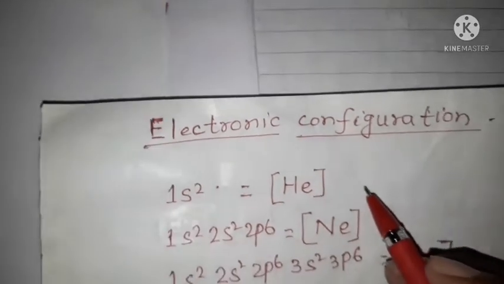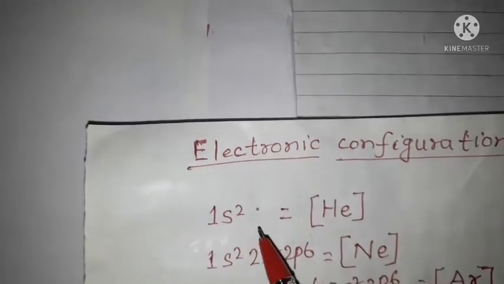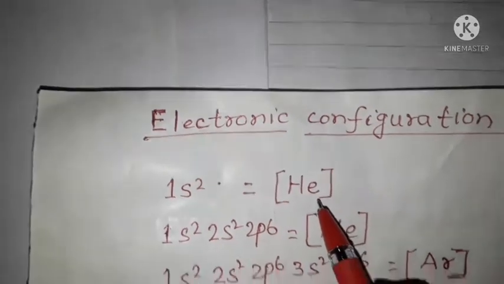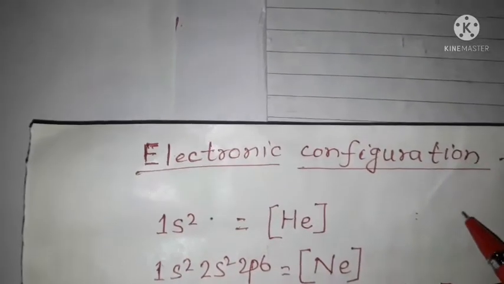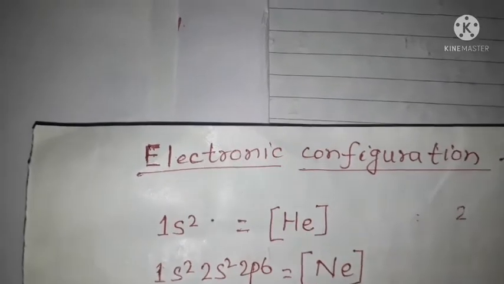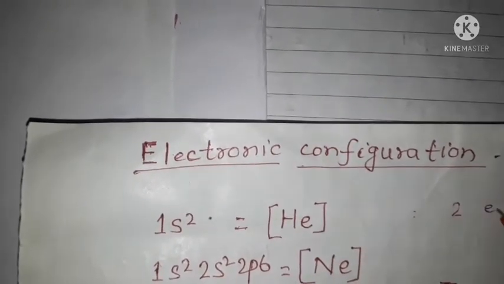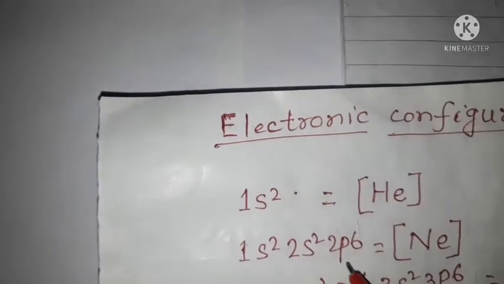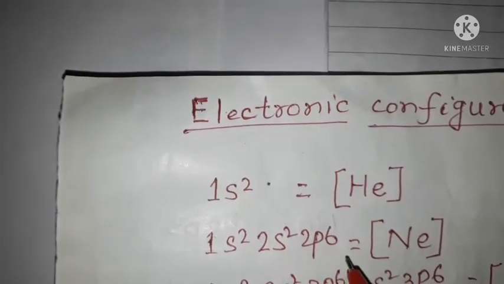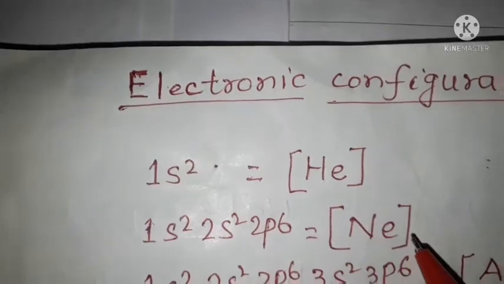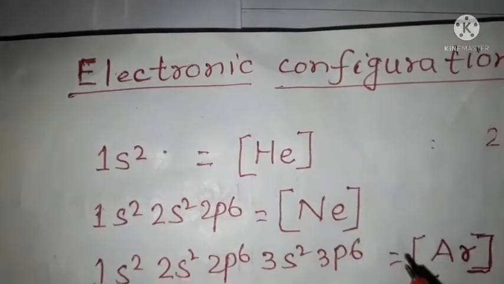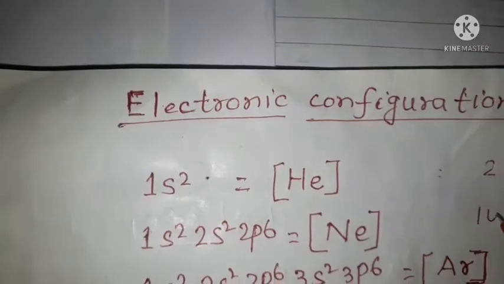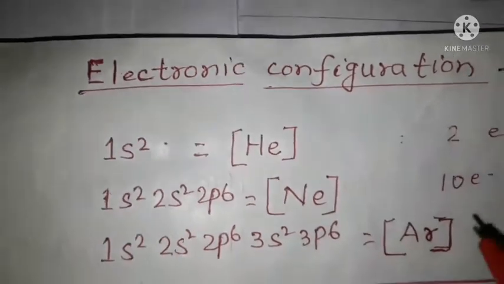So here its value is 1s2 is equal to He. That means it's equal to 2 electrons. Like this, 1s2, 2s2, 2p6 is equal to neon. It is also a noble gas. So it is equal to 10 electrons.